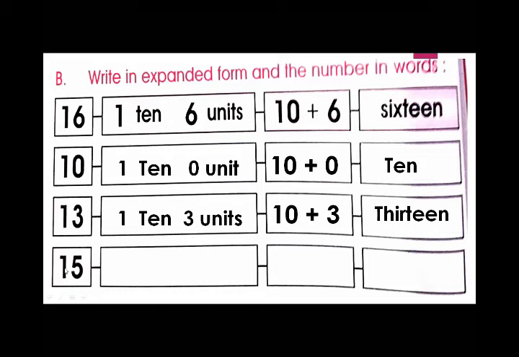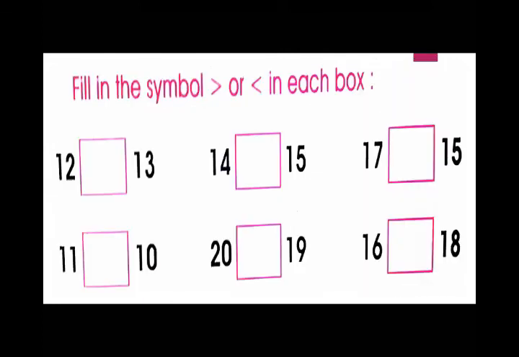Okay. Next one is 15. How many tens? 1 ten and 5 units. So we can write like this. And also we can write in this way: 1 ten shows 10, and 5 units shows plus 5. So 10 plus 5 makes 15. The spelling of 15 is FIFTEEN.